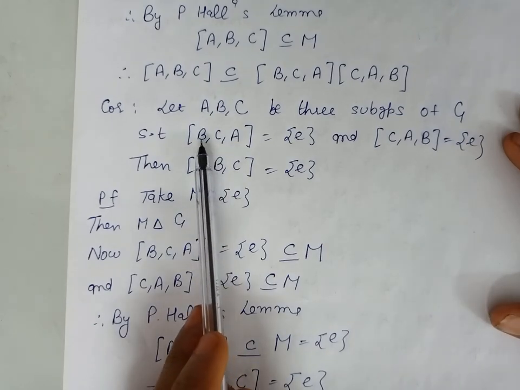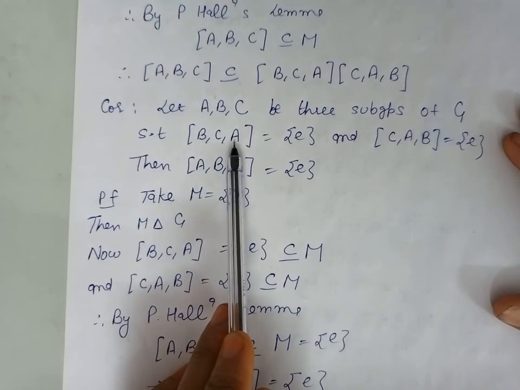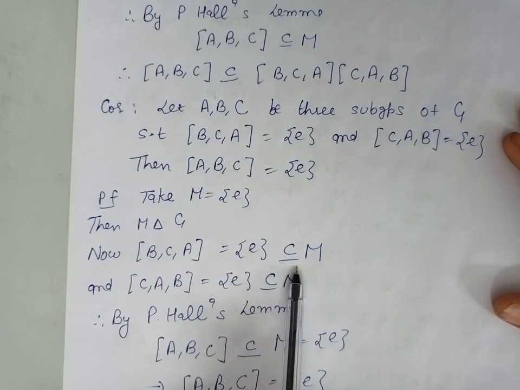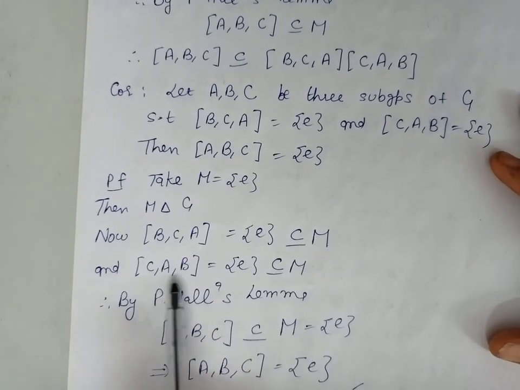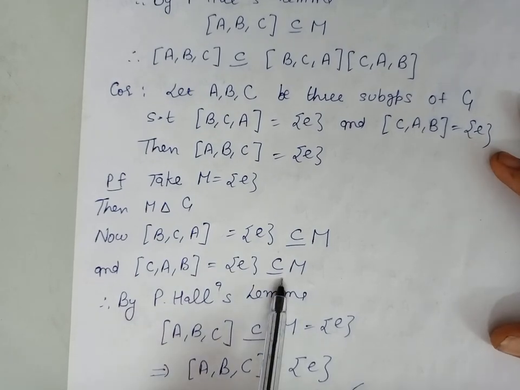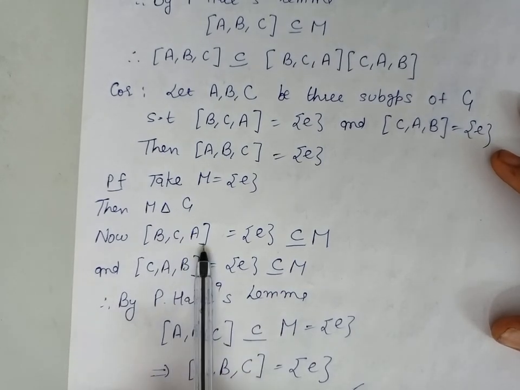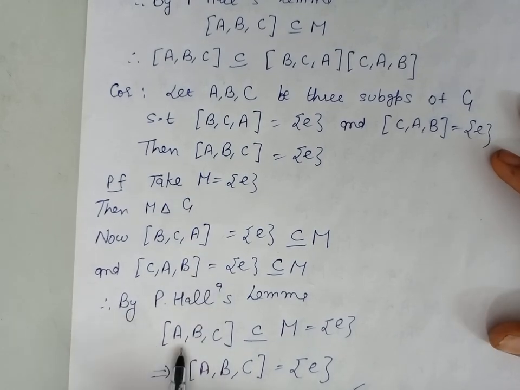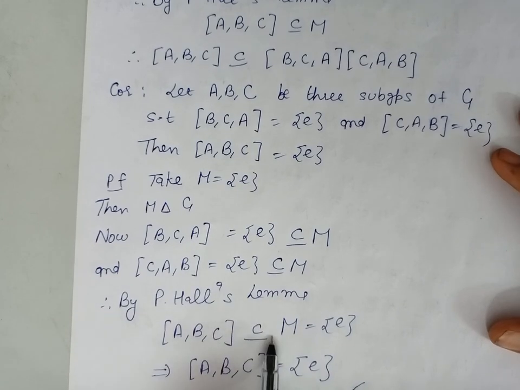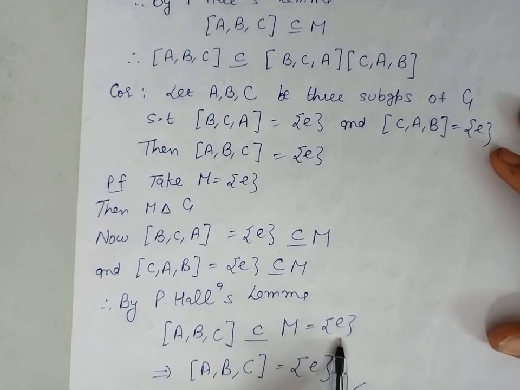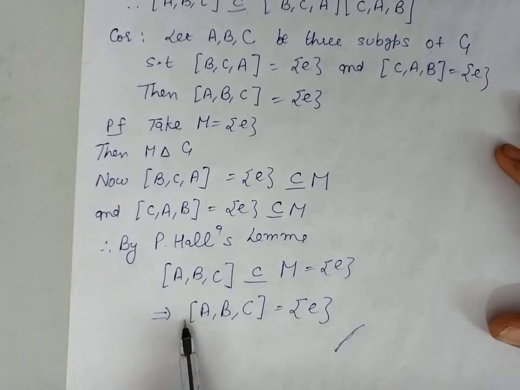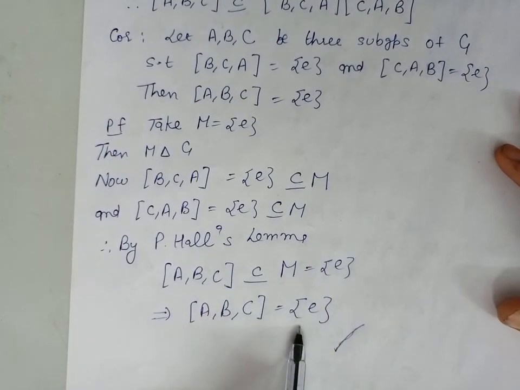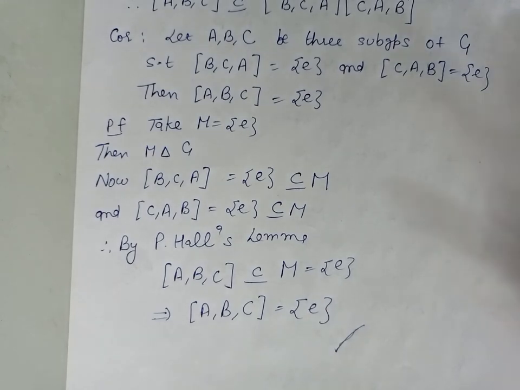Now, because the commutator of B, C and A is identity, we can say that it is contained in M. Also, the commutator of C, A and B is contained in M. So we can use P. Hall's lemma. According to P. Hall's lemma, if the commutator of B, C and A is contained in M, and the commutator of C, A and B is contained in M, then the commutator of A, B and C is also contained in M. Now, because M is identity, we can say that the commutator of A, B and C is identity. So this completes P. Hall's lemma as well as the corollaries related to this lemma.